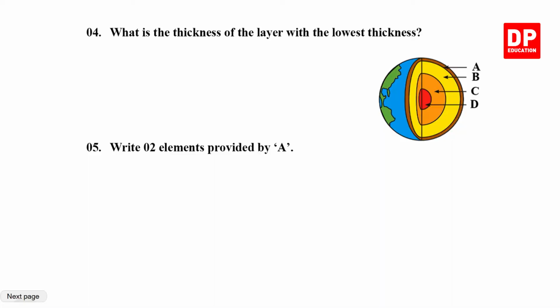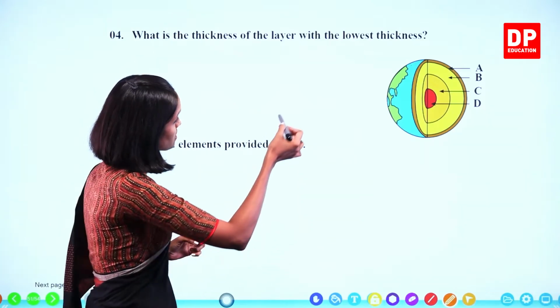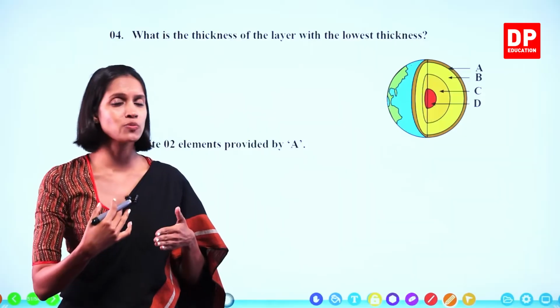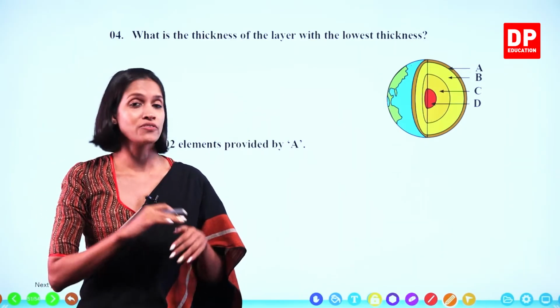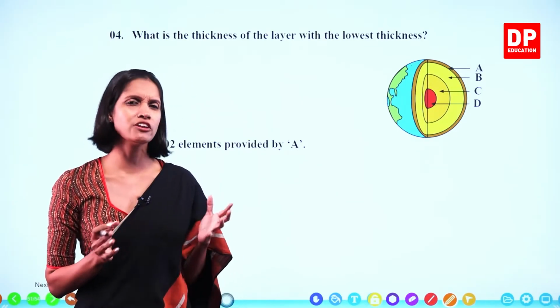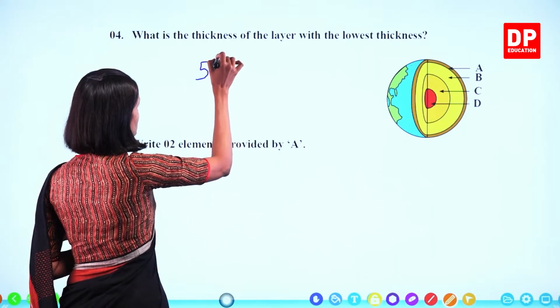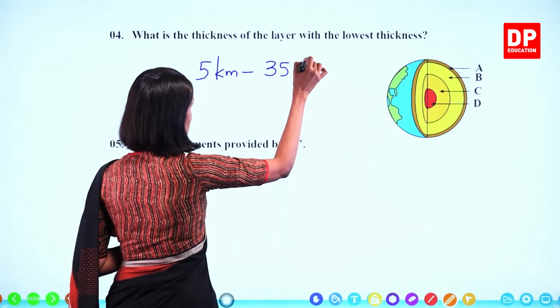Right, children? Okay. What is the thickness of the layer with the lowest thickness? What has the lowest thickness? A, which means the crust. What is the thickness of the crust, children? It depends, okay? It changes from place to place. In the ocean bottoms, it is about 5 kilometers. On the continents, it's about 35 kilometers. Therefore, we are going to write 5 kilometers to 35 kilometers.